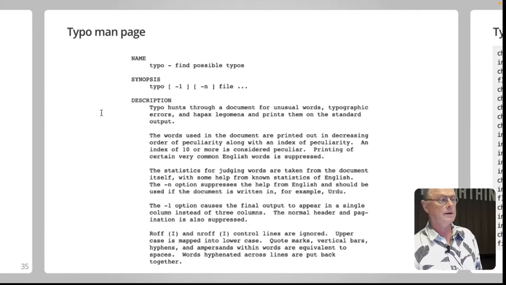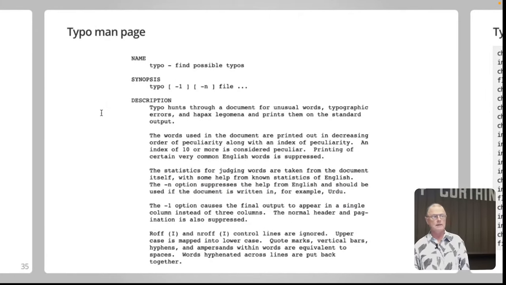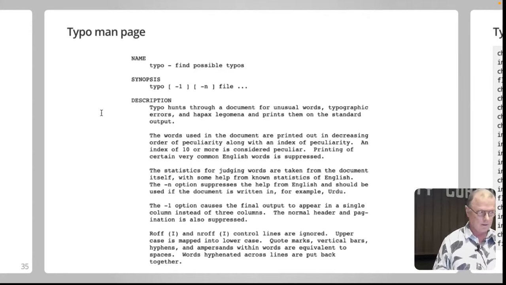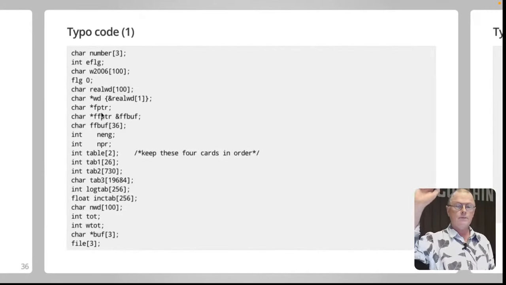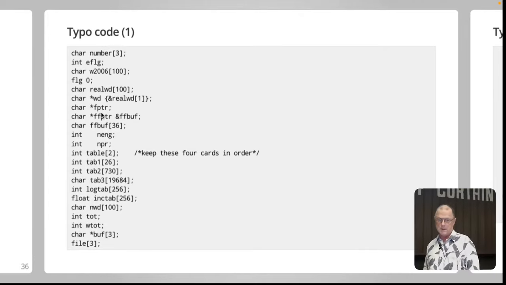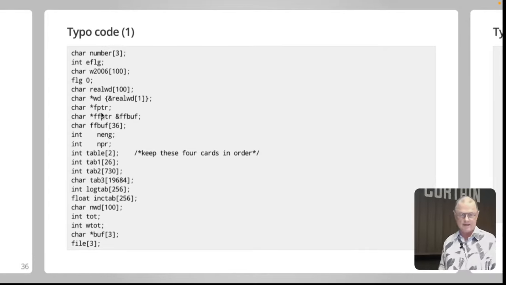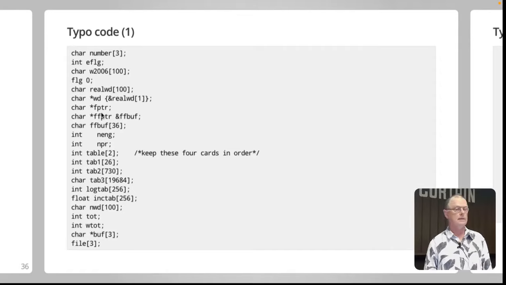Shows you it's real. Okay, here's the man page. This is from 1974. Okay, there we go, we're caught up. All right, here is the first page or so of the code. I have not modified it in any way. Line one is line one on this screen. See this comment? Keep these four cards in order. That is the only comment in the entire program.